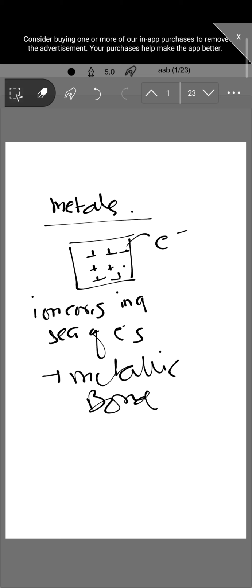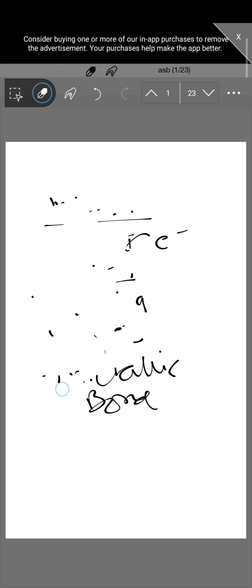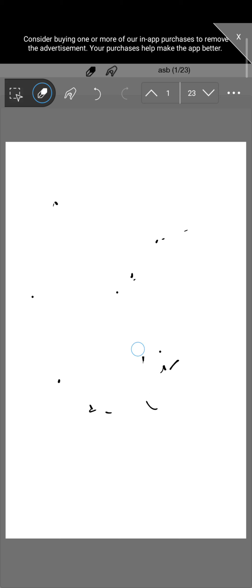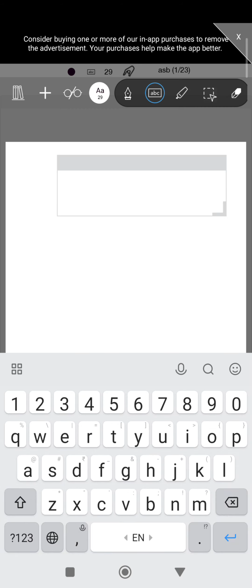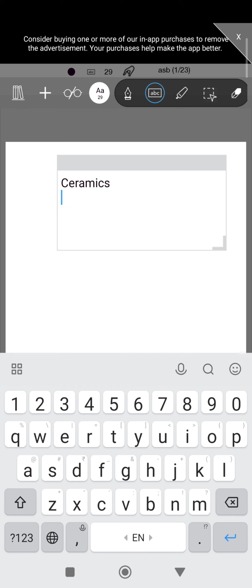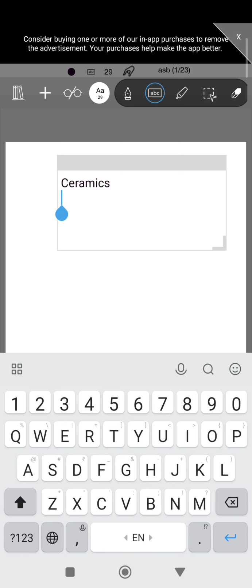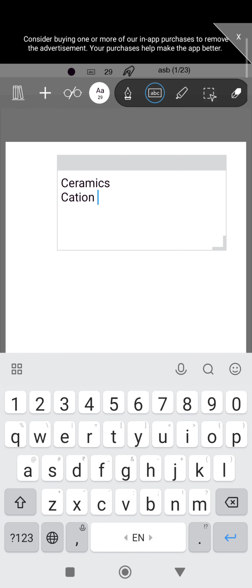However, in the case of ceramics or non-metals, there are always at least two different types of elements involved. So in the case of ceramics, there is always a positive ion that is called a cation. It's positive in nature, and there is an anion.